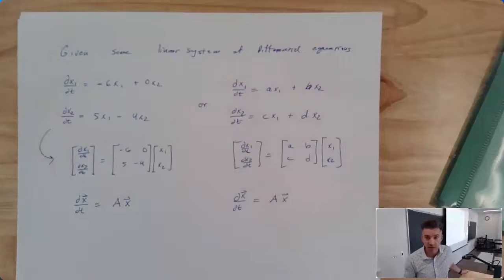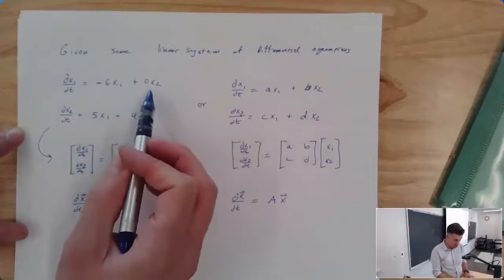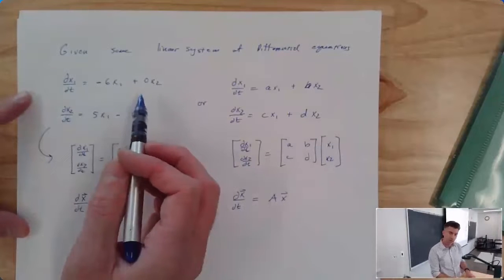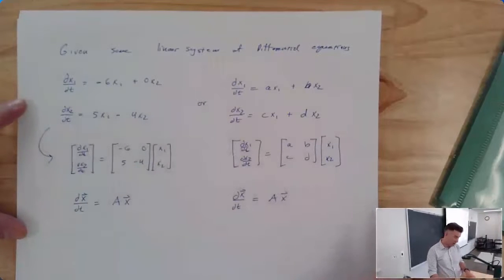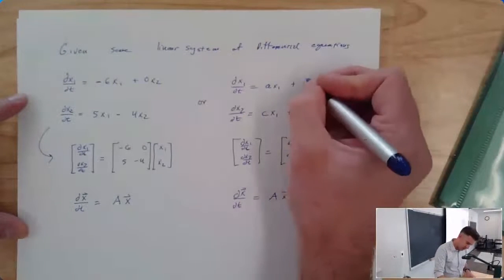So what's the coefficient of the first equation for x1? For x1, the coefficient is -6. For x2, the coefficient is 0. Is that what you're asking about right there? Oh, yeah. The coefficient for x2 is 0, and that is a 0 right there. For this one over here, it's a, b.